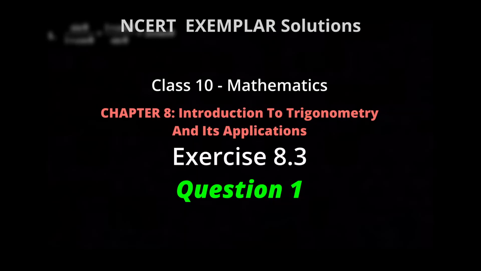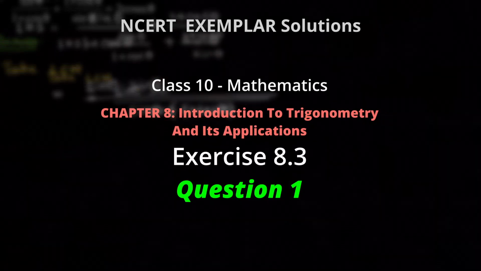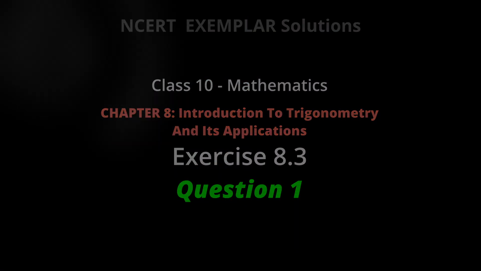NCERT Exemplar Solutions, Class 10, Maths, Chapter 8, Exercise 8.3, Question 1. Sin theta by 1 plus cos theta plus 1 plus cos theta by sin theta is equal to 2 times cosecant theta. We have to prove this. Answer.